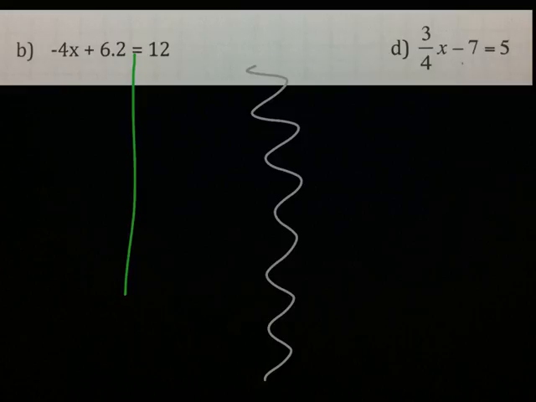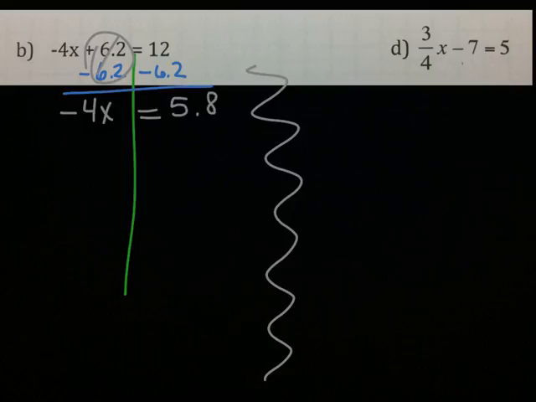So I'm going to try to zero out the 6.2. Since it's a positive 6.2, I'm going to add a negative 6.2 to both sides. And when I do that, I end up with negative 4x, because these guys zero out here on the left. And on the right, I'm going to have 5.8. And then check out how fast this one is.